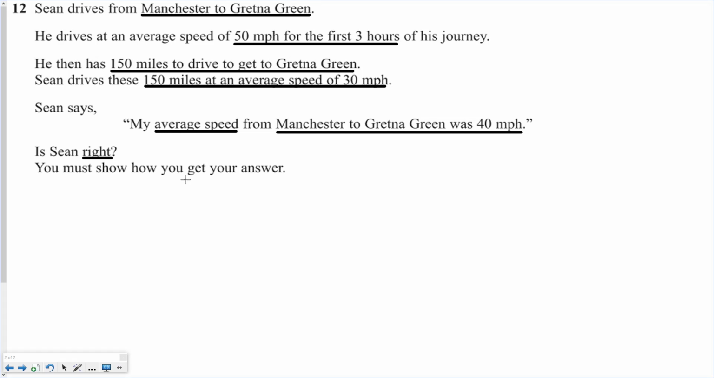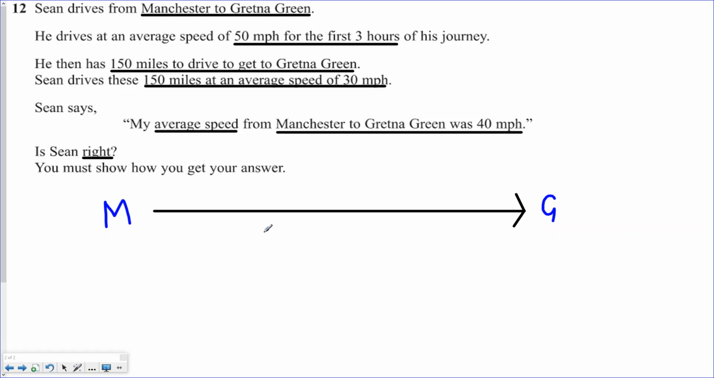Okay, there's a lot of information in this question, and when I get a question like this, I like to draw a diagram. I'm a visual learner, and a diagram makes things clearer for me. So first things first, M for Manchester, and I'm going to draw a line going across. Our destination is Gretna, G for Gretna. Now we've been given some information. He drives at an average speed of 50 miles per hour for the first 3 hours of his journey. So let me split this journey into two parts. The first part is there, the second part is there.